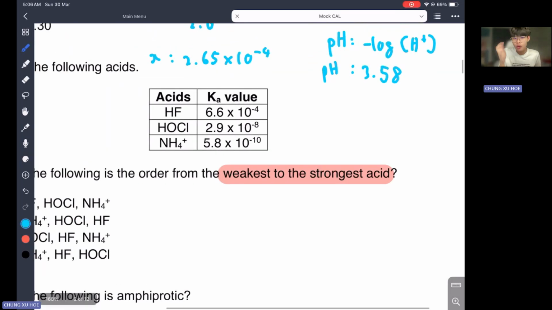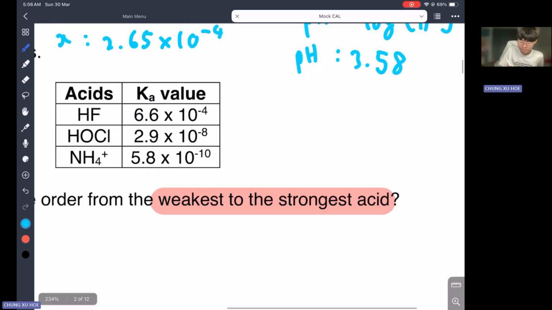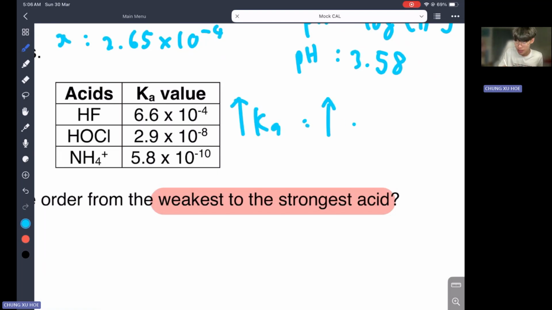Here, how do I know whether it's weak or strong? They're not giving me the pH value. Instead, they give me the Ka value. So the first legendary equation that should come into your mind is: the higher the Ka, the more acidic the substance.